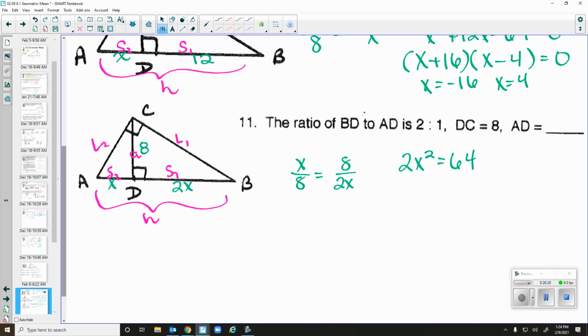So 2x squared equals 64. So x squared is 32. So x is the square root of 32, which means x is 4 root 2. 32 is 16 times 2.